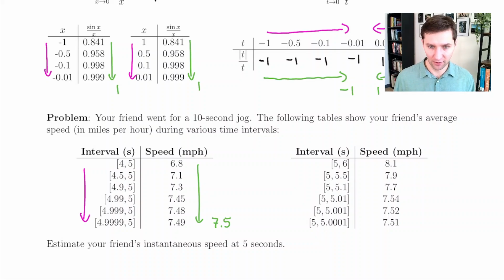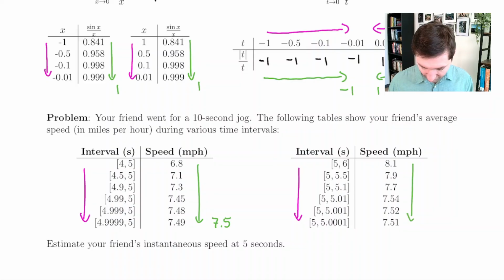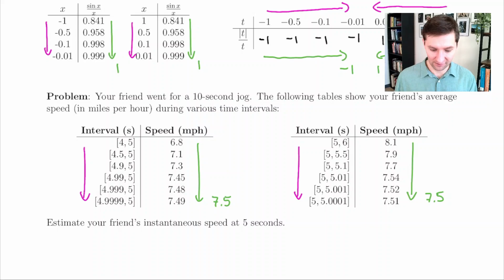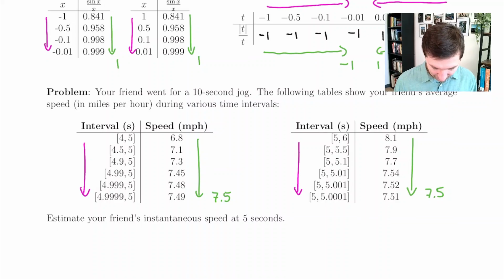In the second table, I also have intervals. This time, the time intervals are after the 5th second. Yet, the intervals get shorter and shorter as well. As they get shorter and shorter, and they get closer and closer to the instantaneous moment of the 5th second, the speed appears to get closer and closer also to 7.5, which makes me think that at 5 seconds, your friend's instantaneous speed was 7.5 miles per hour.